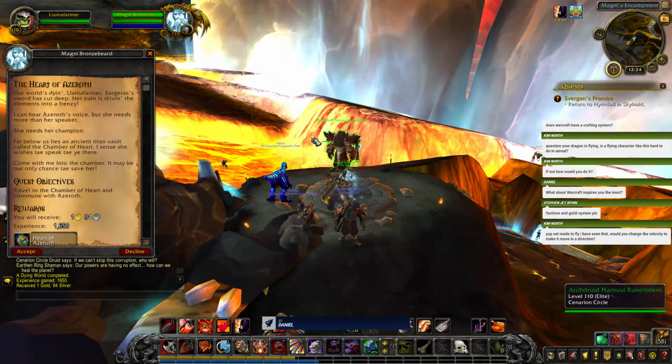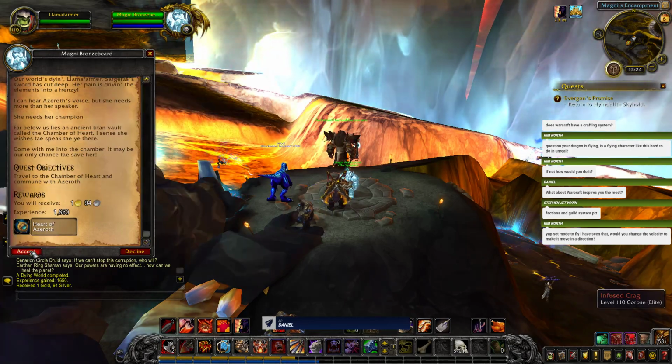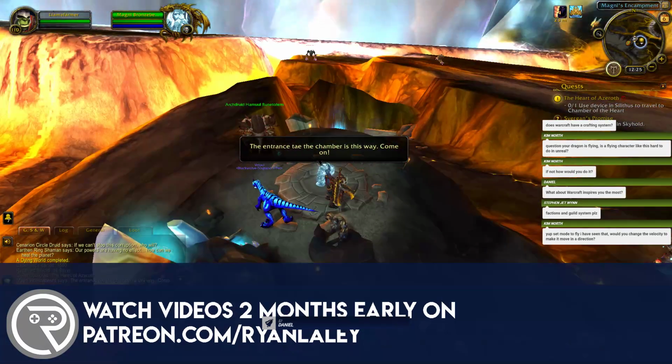So you can see my quest system is also inspired by Warcraft. You can see it's pretty much the same as it, just with different artwork.